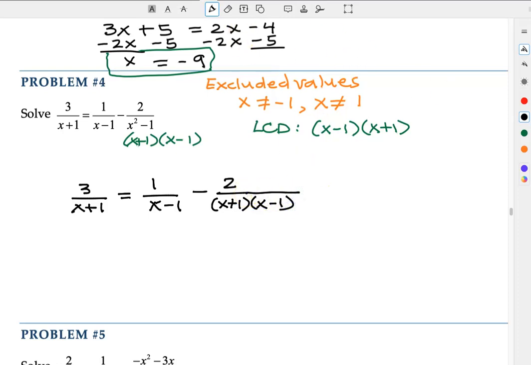All right, so I'm going to multiply all the parts by x plus 1 times x minus 1. Every single part, even if it's not a fraction, has to be multiplied by the LCD because it's helping us clear the other denominators that we need.